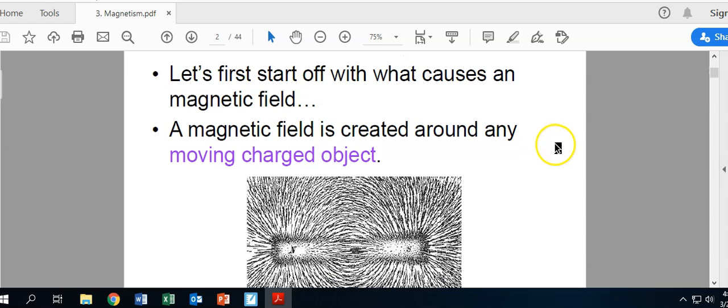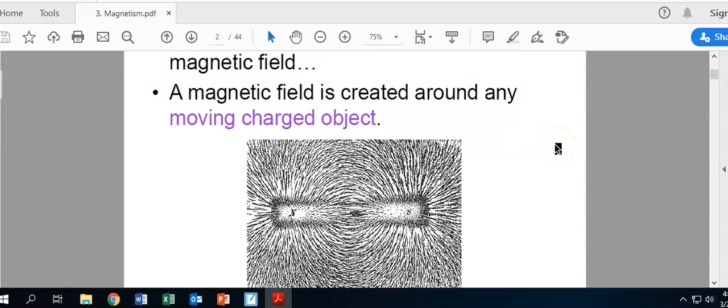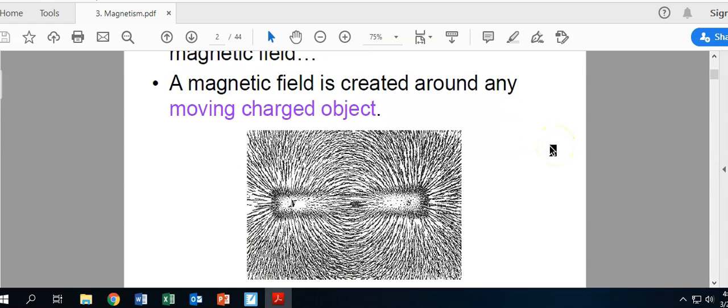It turns out that a magnetic field is created by any moving charged object. The picture we have here right below is actually the magnetic field of a bar magnet. It's a piece of metal. Here's a north pole, here's its south pole, and the flow of this magnetic field, which is given the symbol B, which you will not need for any Regents problems, is from north to south, very similar to the way the positive flows to the negative in an electric field.